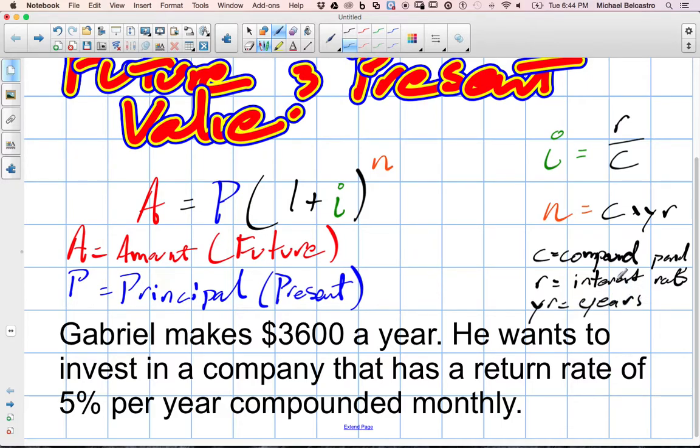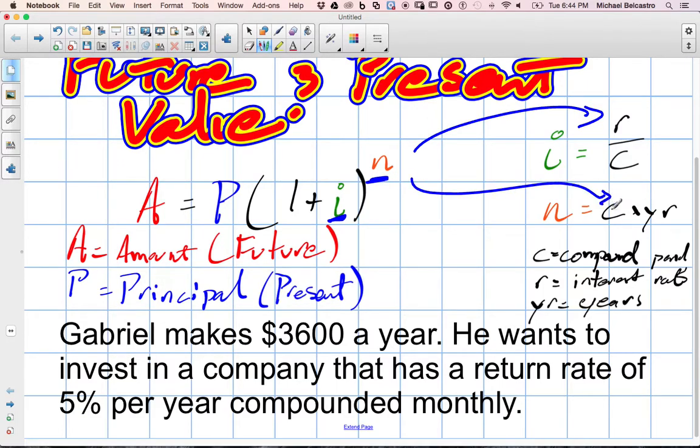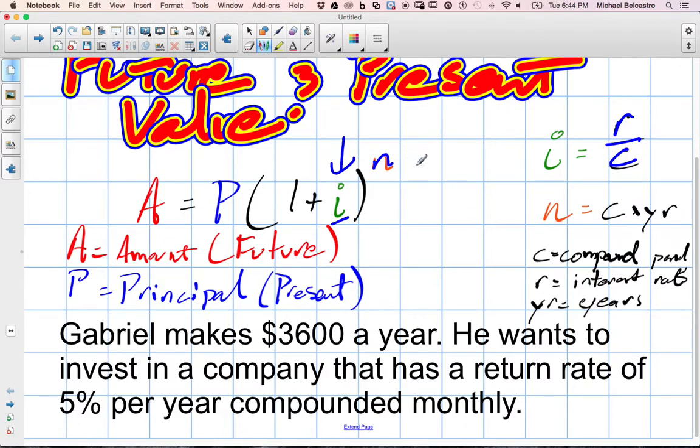So what that means is this I and this N are actually calculations from this information here. We'll talk about how you get that information. The I, the interest rate, is whatever the interest rate is divided by our compounding period. And the N, the number of periods, is the compounding periods times the number of years you leave it invested for.